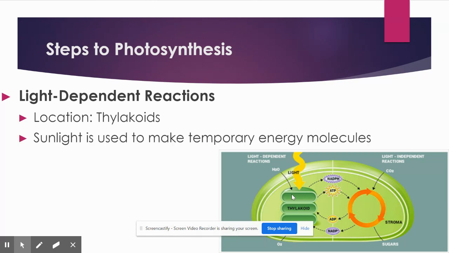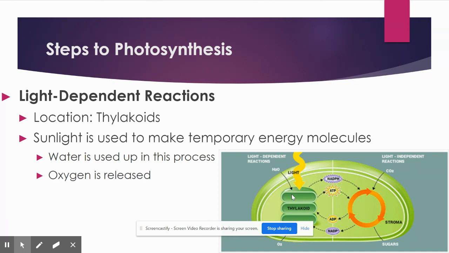Sunlight's used to make temporary energy molecules. Both NADPH, that purple thing at the top, and ATP, the yellow thing right below it, are temporary energy molecules. And then water is used up in this process. That's where the H2O is going into the thylakoid. And then oxygen's coming out of the bottom there. That's, like I said, a good thing for us. So we're able to breathe in that oxygen.